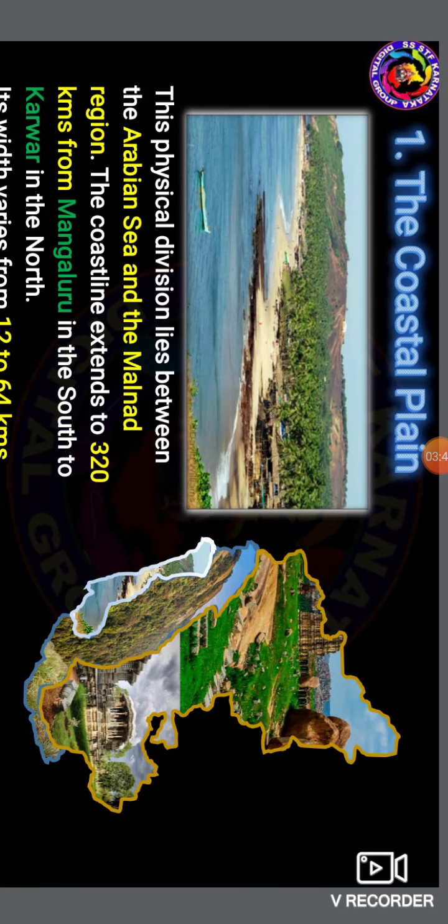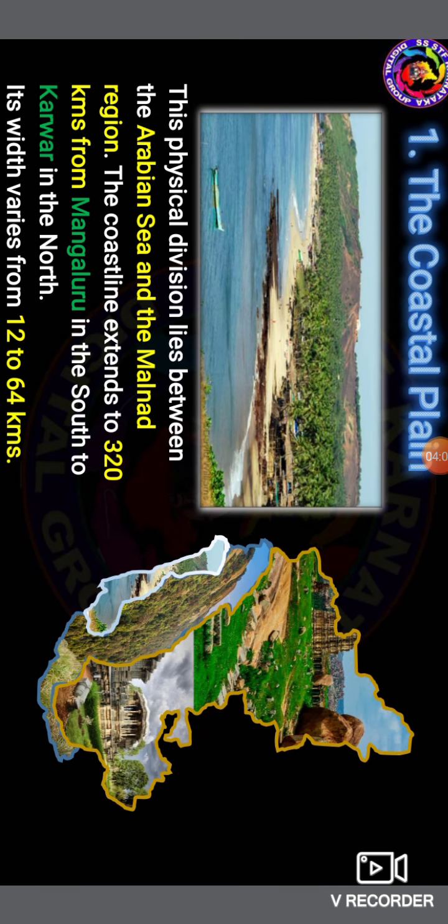Okay, next we have to study the first one, the coastal plain. On the linguistic basis, Karnataka acquired the sea coast and coastal plain as part of its territories. This physical division lies between the Arabian Sea and the Malnad region. The coastline extends 320 kilometers from Mangaluru in the south to Karwar in the north.